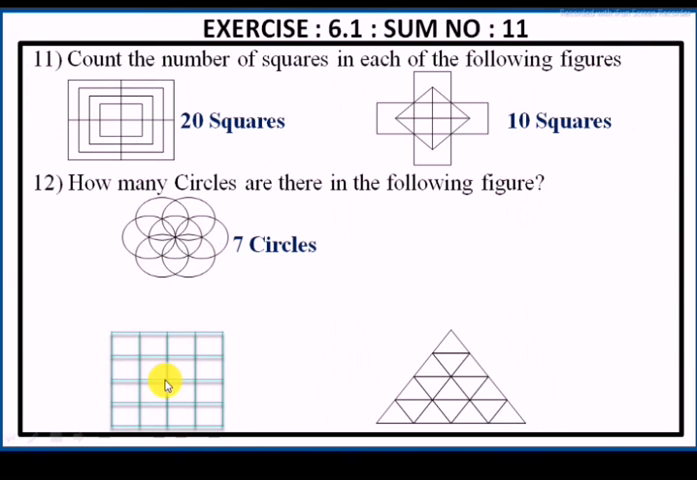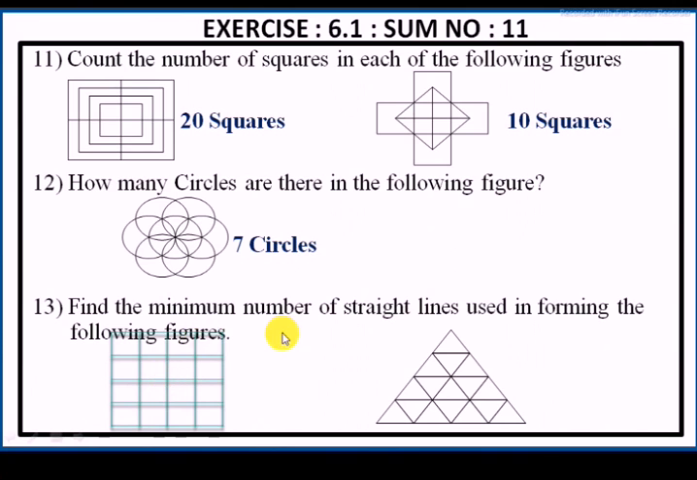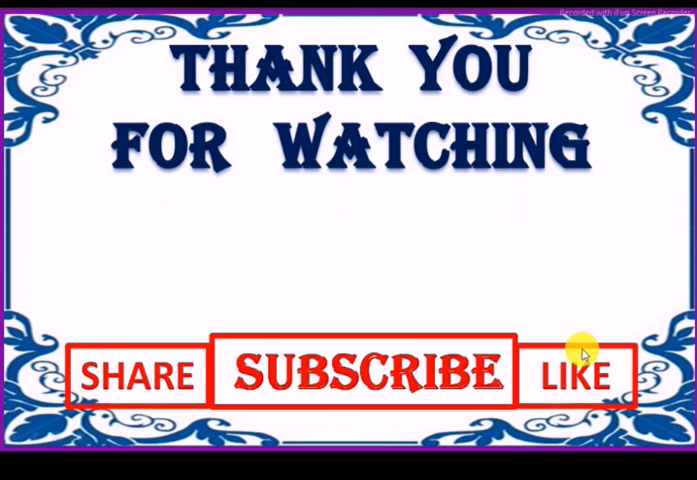And then how many straight lines are there used in the forming of the following figures? So when you count the first one, you have 1, 2, 3, 4, 5, 6, 7, 8, 9 and 10. So you have 10 straight lines and in the next one you have 12 straight lines. And there we come to the end of this exercise.